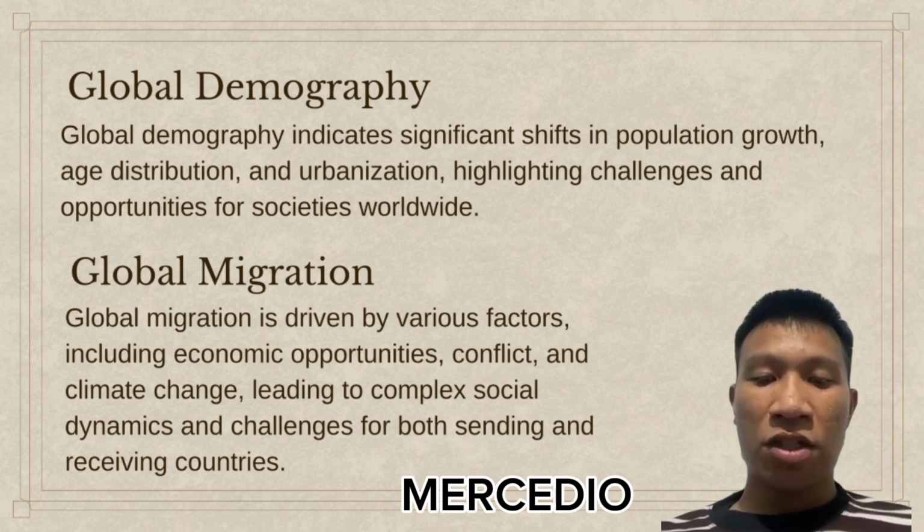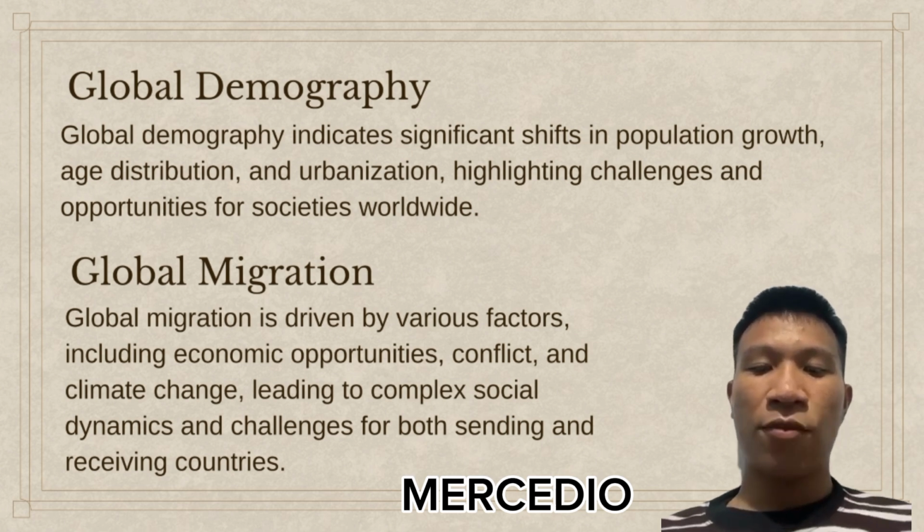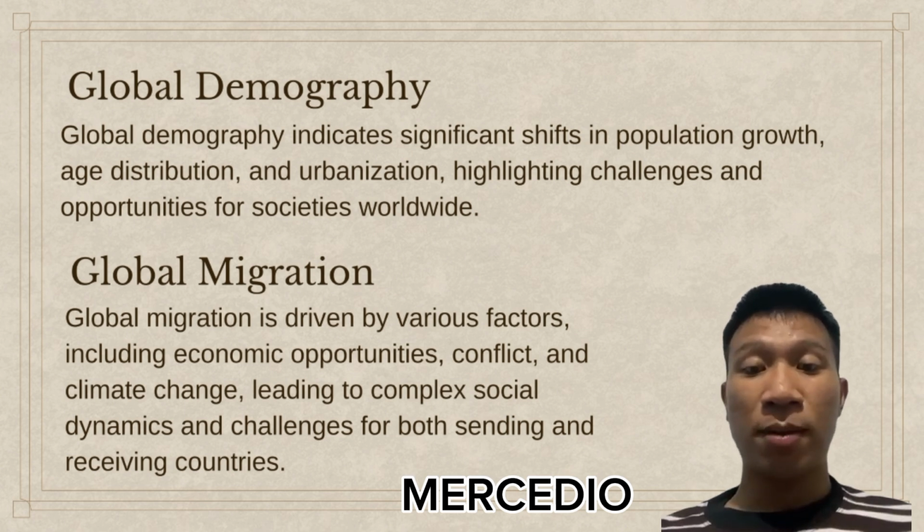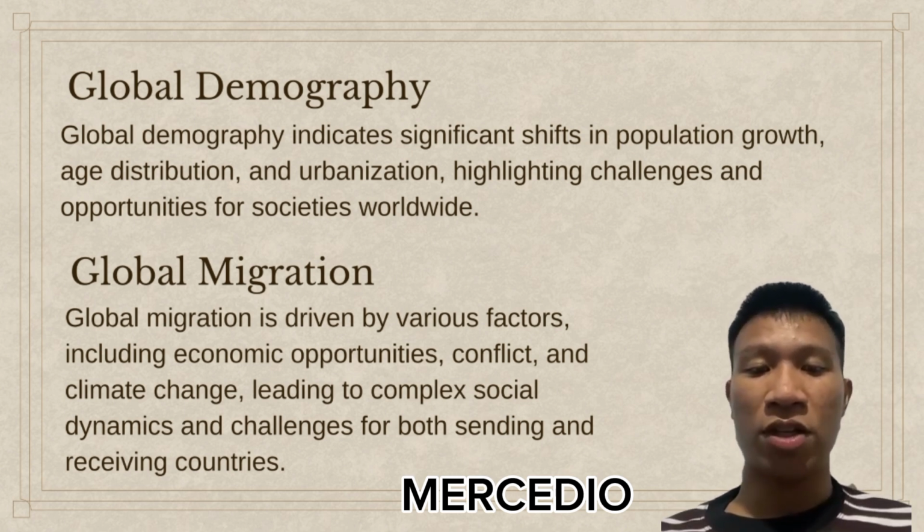Number three is urbanization, the movement of population from rural to urban areas, which affects social and economic structures. Global migration encompasses the movements of people across borders driven by factors like, number one, economic opportunities. People often migrate for jobs and better living standards. Number two, conflicts and persecutions: wars, violence, and human rights violations lead to forced migration. Number three is environmental factors.